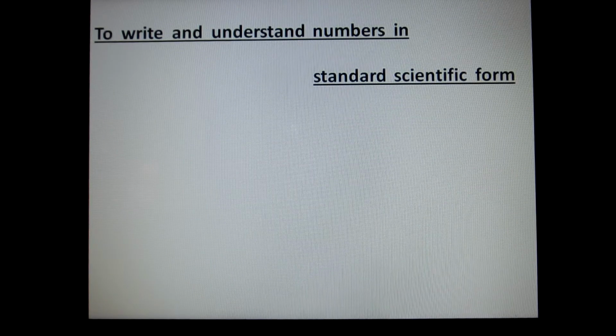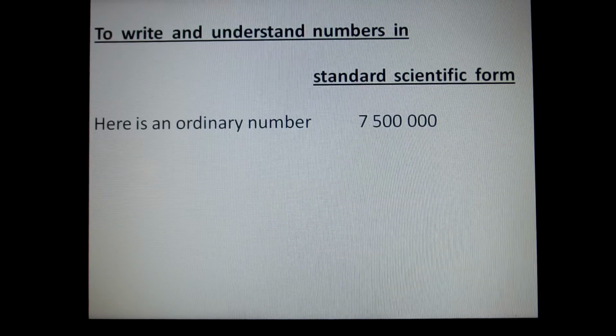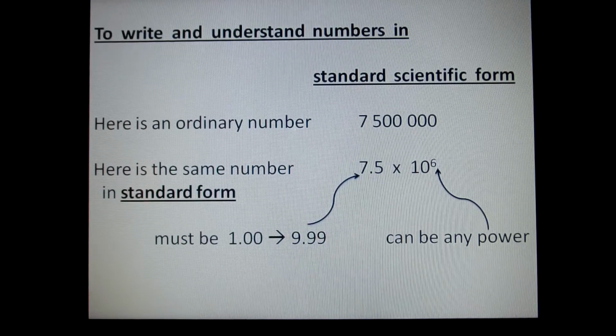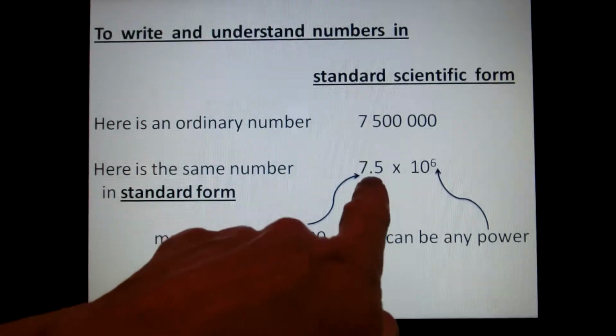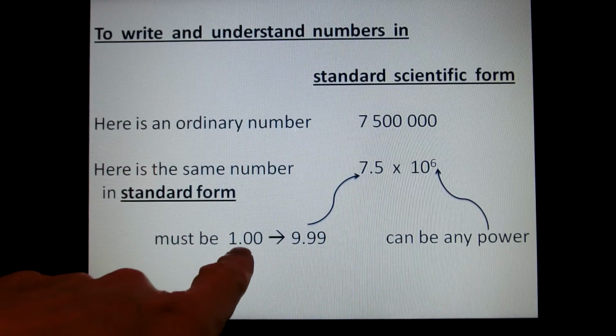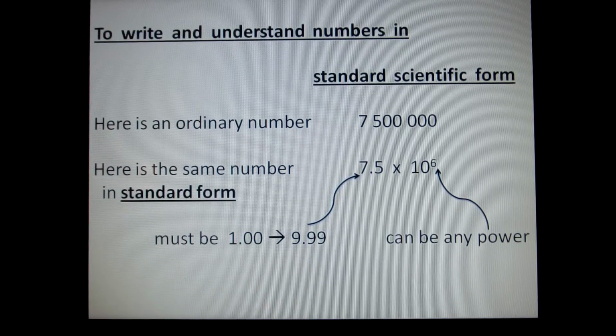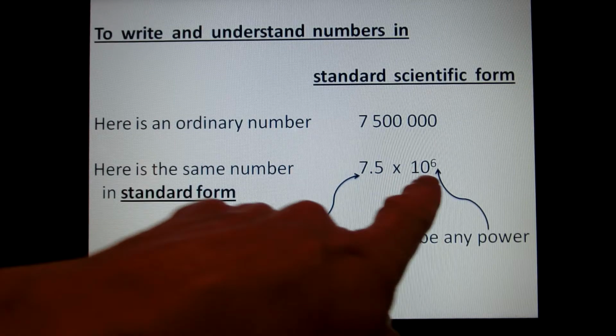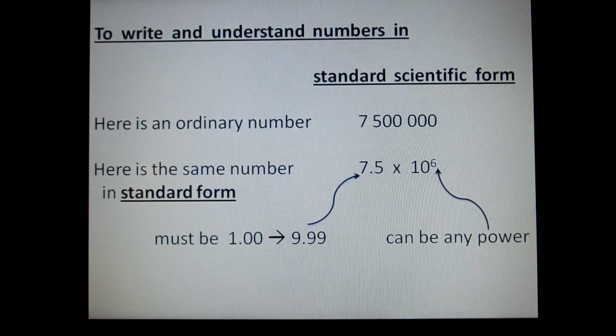Right, short video lesson on writing and understanding numbers in standard scientific form. Here's an ordinary number, 7,500,000. And here is the same number written in standard form. The first part of the standard form number must be between 1 and 9.99, and then it's times by 10 to the power 6. And the power, in this case, is 6, but it could be any number.